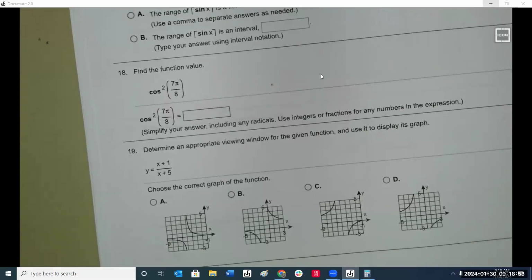A and A. It's A and A because for that one, it's A and A. Oh, there we go.